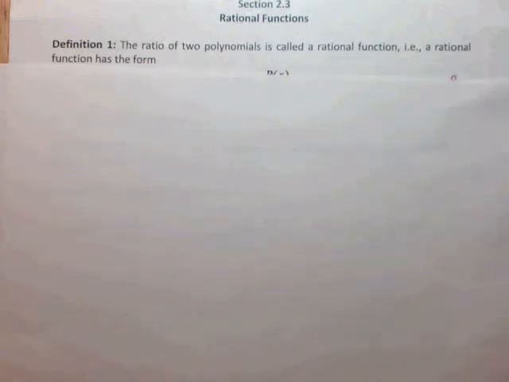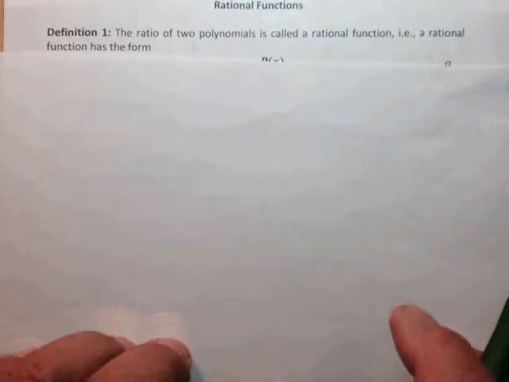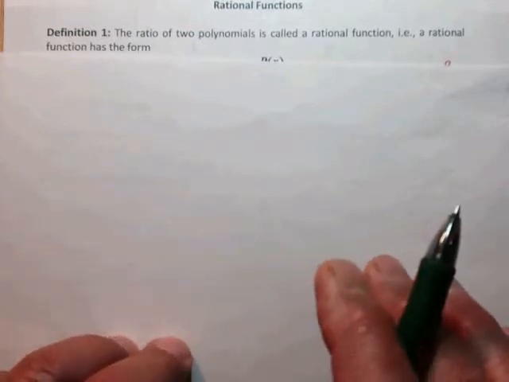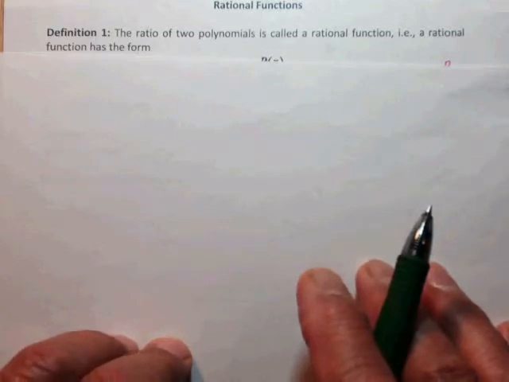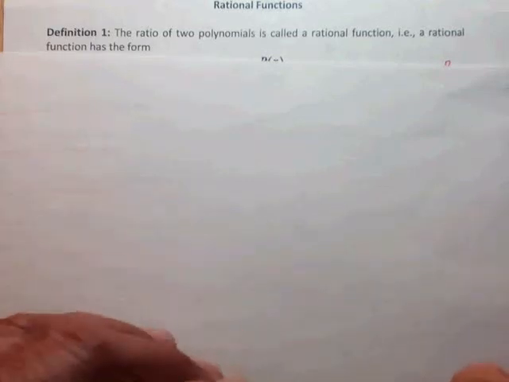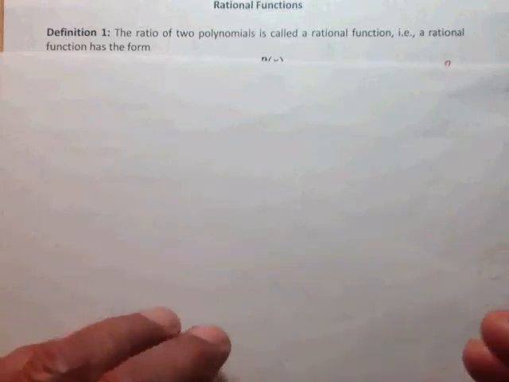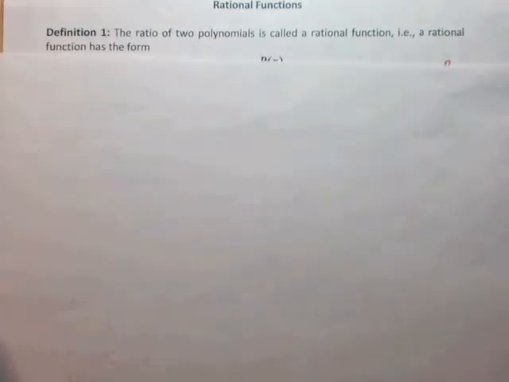Okay, in section 1 we discussed polynomial functions. In this section we're going to discuss rational functions. Well, what is a rational function? A rational function is obtained from polynomials. But let me just say something here first.